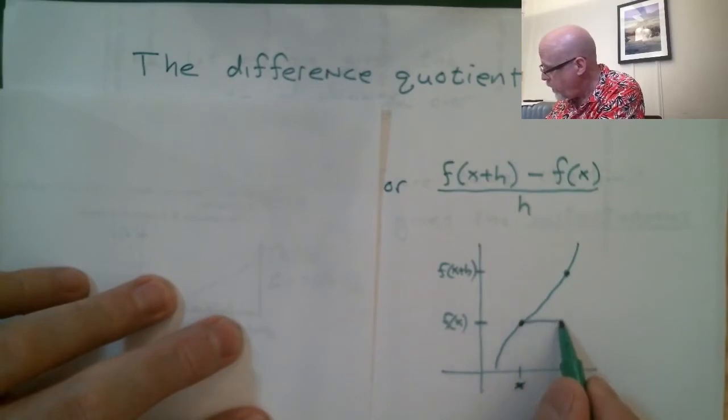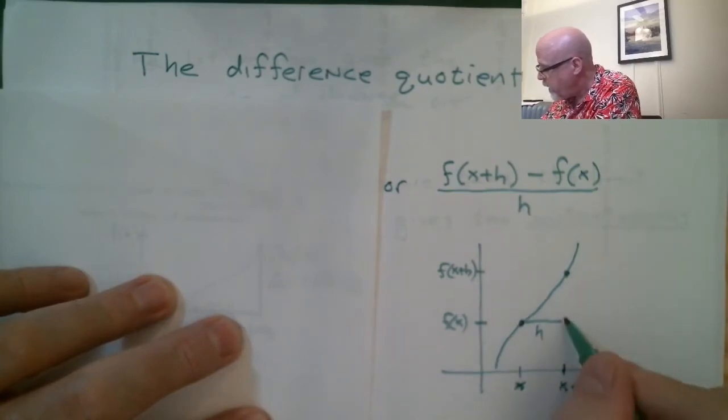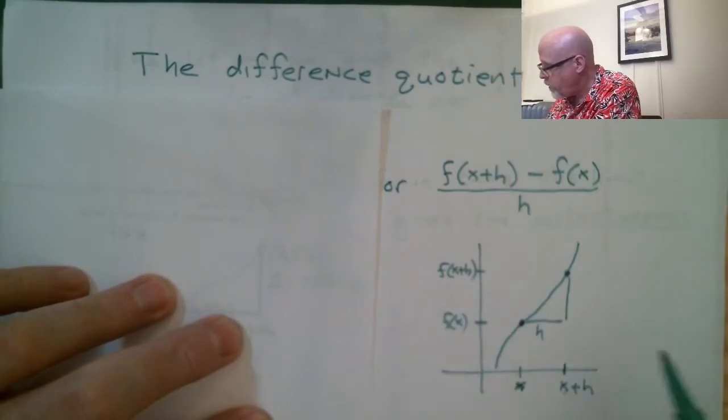How far apart are these points horizontally? The first one was at x, and the second one was at x plus h. We've moved over h units, so our delta x is h here. And our delta y, that's the difference in the y coordinates, which is f of x plus h minus f of x.